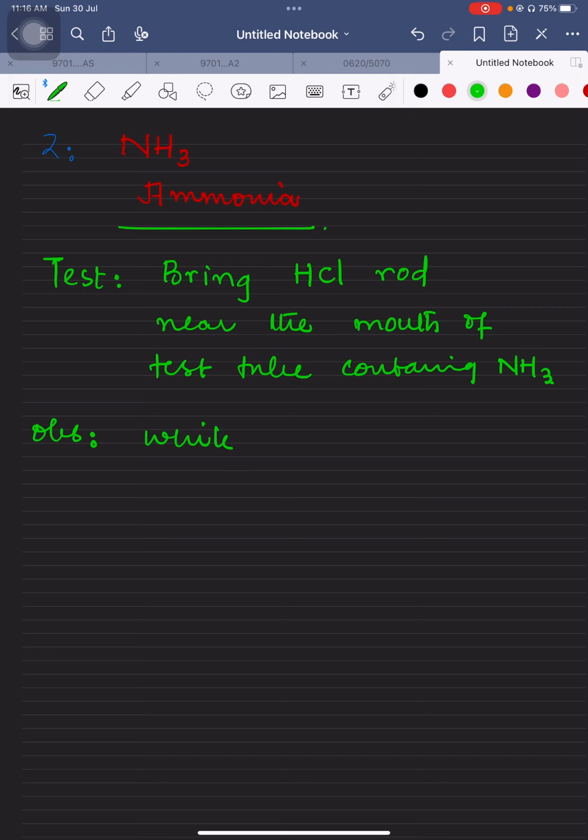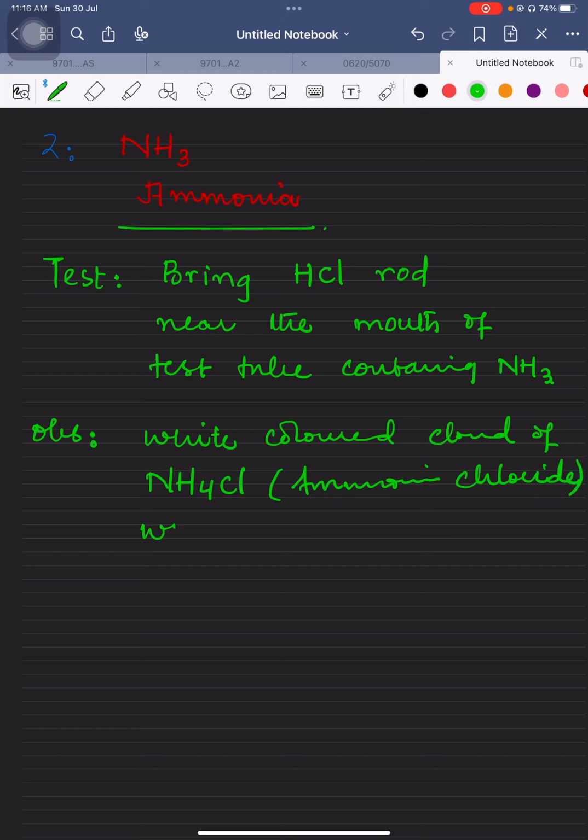What is the observation? A white colored cloud of NH4Cl, ammonium chloride, will be observed.